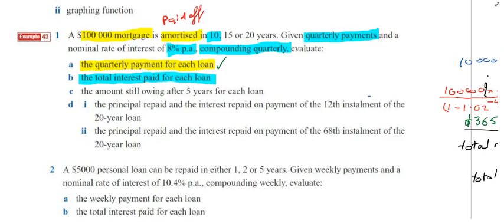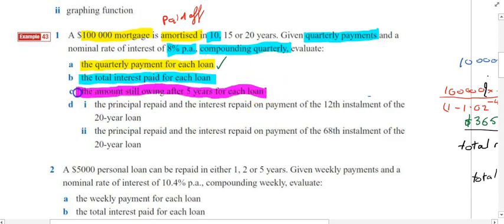So the next bit here is a particularly interesting one for someone who owns a property and is paying off a loan. The amount still owing after 5 years, okay? For each loan, we're only going to do the 10-year loan, obviously. So the amount still owing. You borrowed $100,000 and you've been paying off your mortgage and you've been really good about it, but you're saying, right, I wonder how much I owe now.